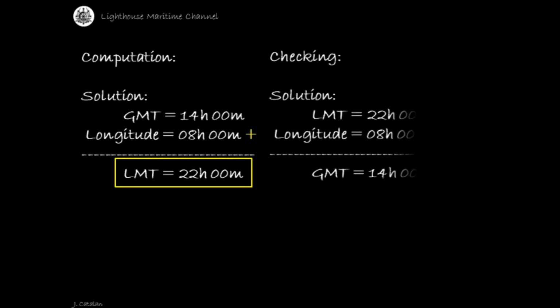For converting LMT to GMT, or simply checking this example, LMT is equal to 2200 hours. The longitude of the observer is 120 degrees east, divided by 15 to obtain time. The result is plus 8 hours. Sign reversed, it will become minus, and the difference is equal to 1400 hours. Why do we reverse the sign? It is because east longitude time is ahead of Greenwich time.